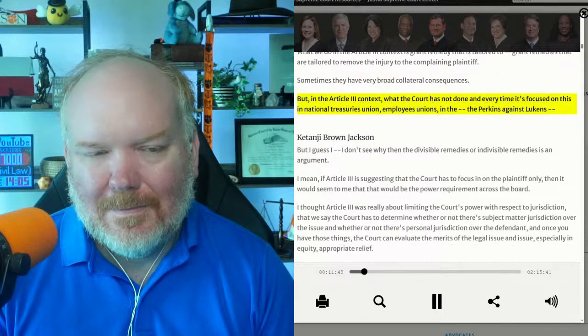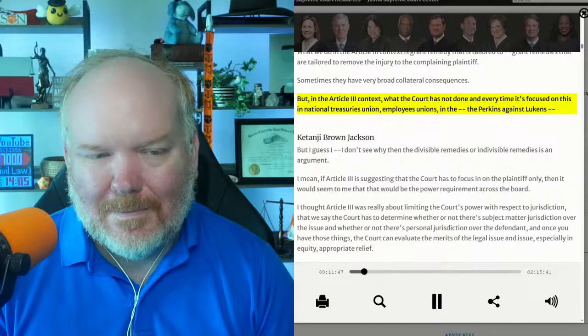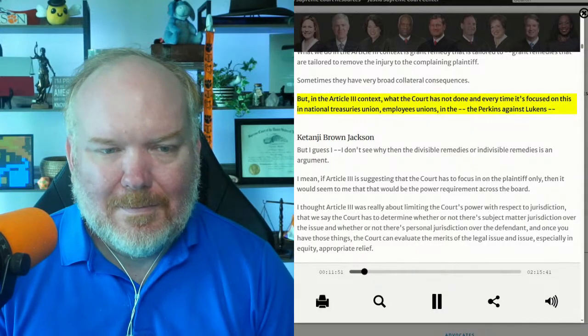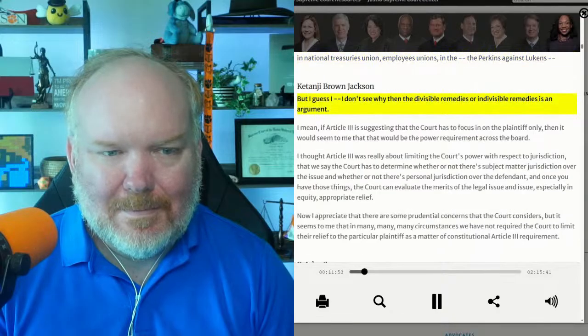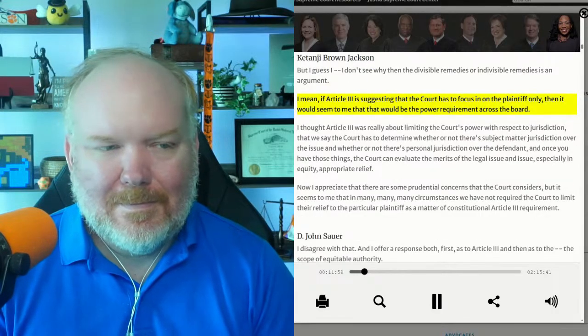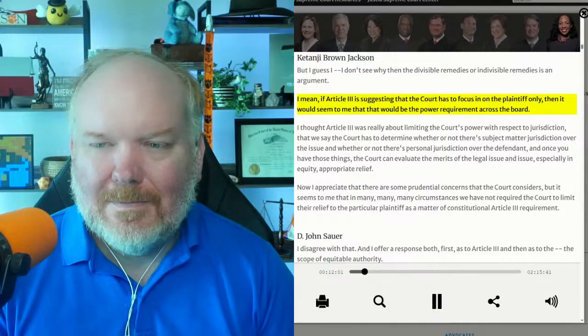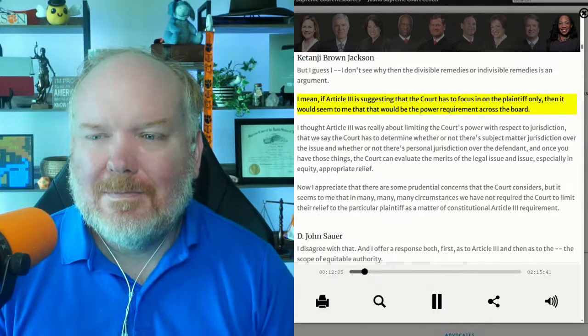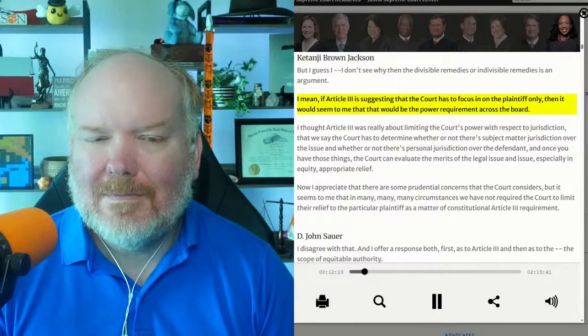But in the Article III context, what the Court has not done, and every time it's focused on this in National Treasury Employees Union... But I guess I don't see why then the divisible remedies or indivisible remedies is an argument. I mean, if Article III is suggesting that the Court has to focus in on the plaintiff only, then it would seem to me that that would be the power requirement across the board.